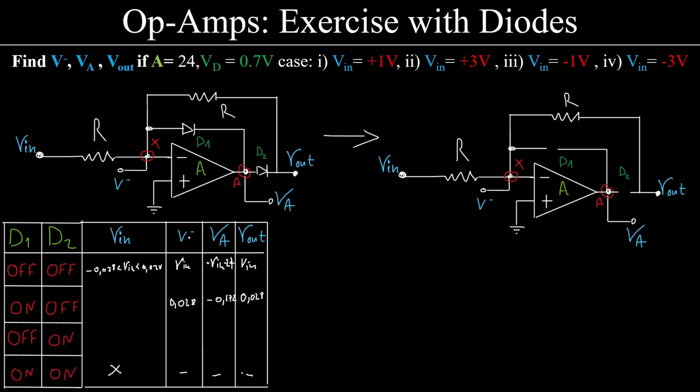On to the third case where D1 is off and D2 is on. Well, if D1 is off, it will be an open circuit. If D2 is on, it will be a battery with these polarities.